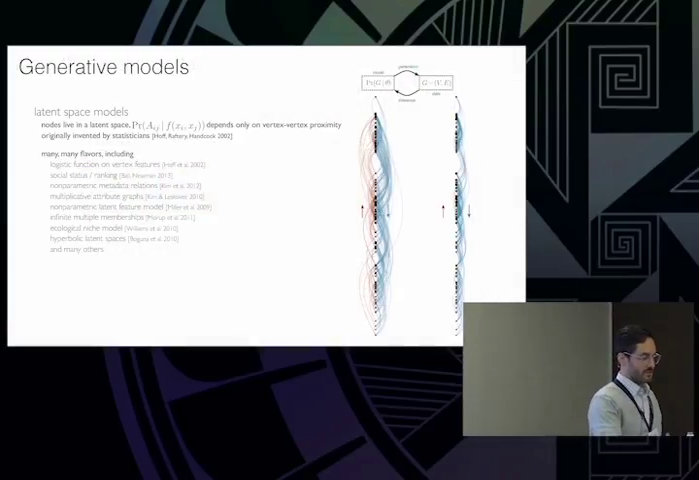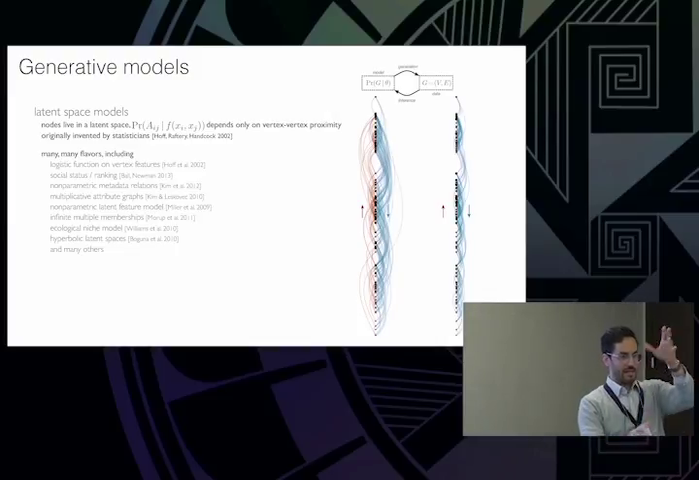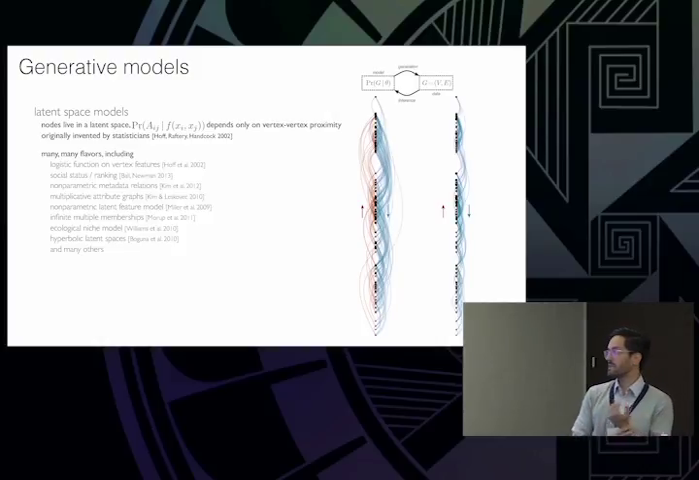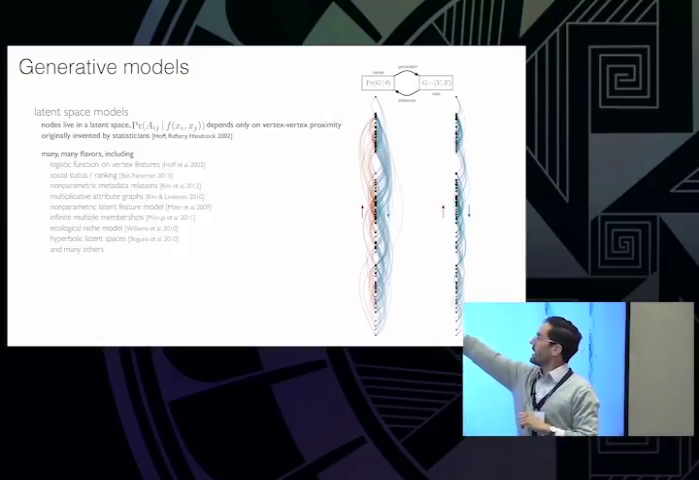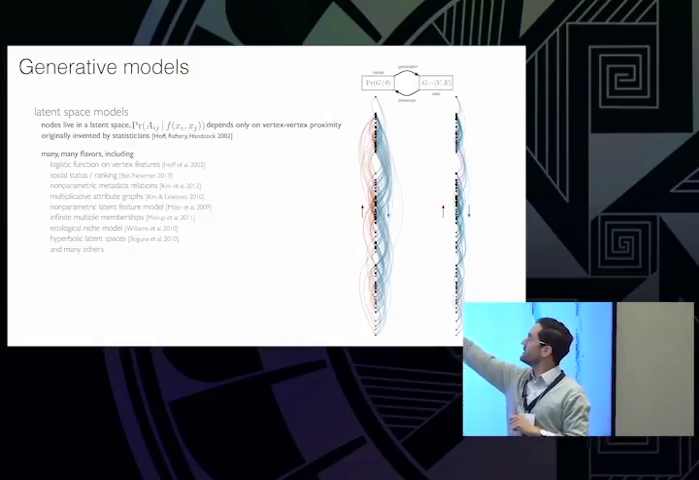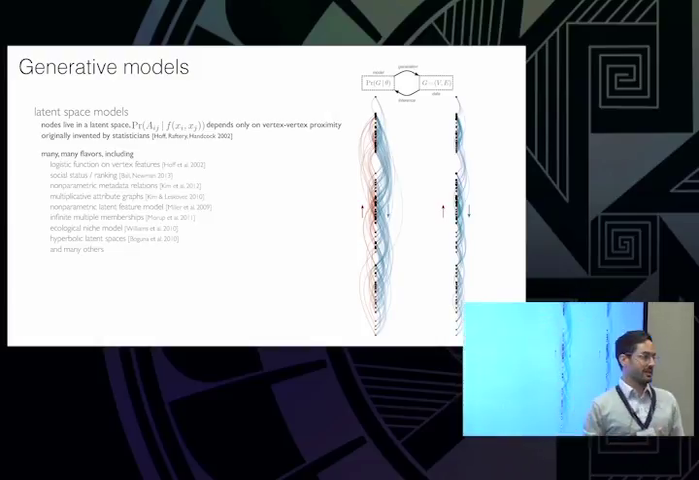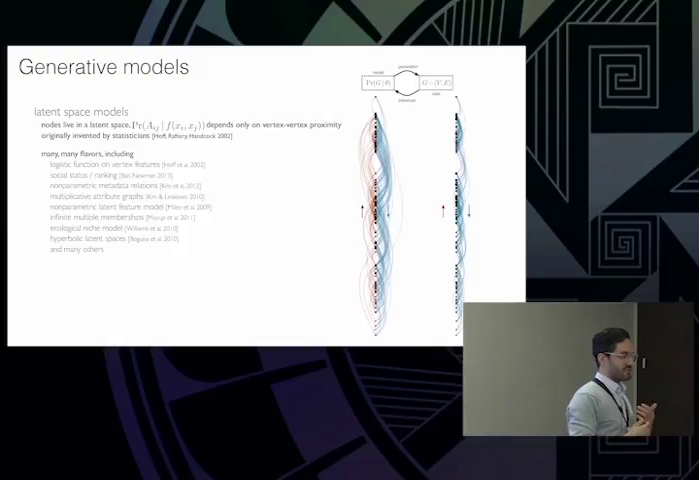Another kind of generative model is called the latent space model. The idea here is that nodes live in some latent space. So we're going to embed them in some kind of imagined line, or imagined Cartesian plane, or imagined hyperbolic space. But in this case, the probability that i connects to j is some function of the position of i and the position of j in that latent space. So this is something that's been super useful in not finding community structure, but instead finding hierarchy.